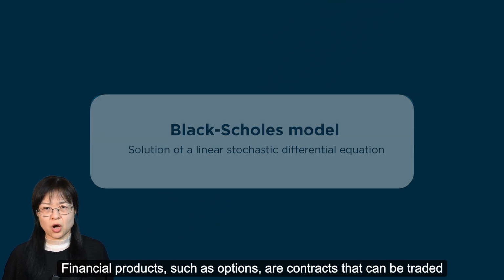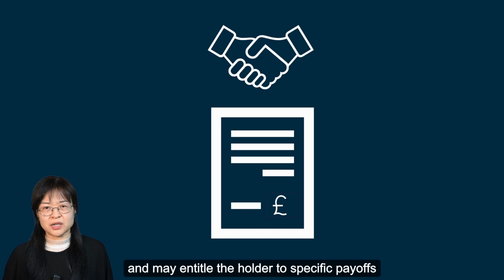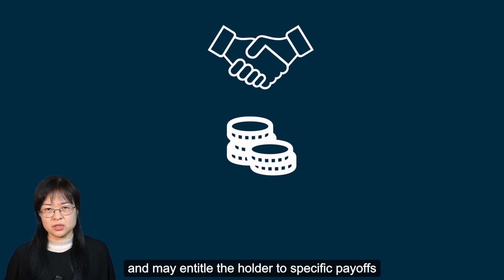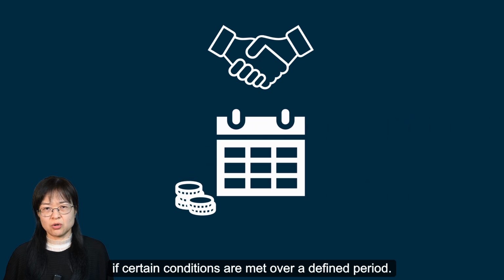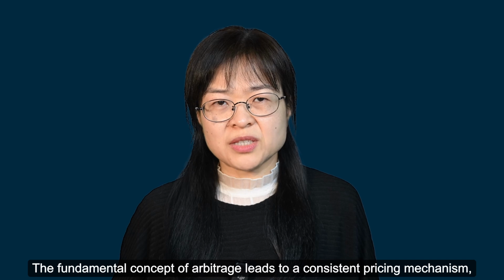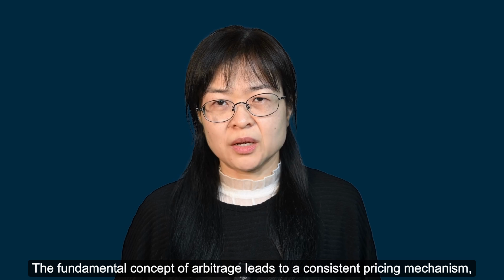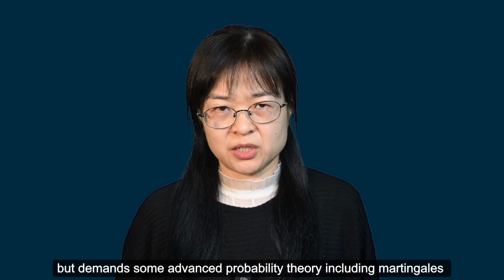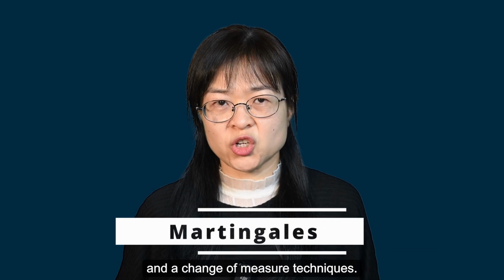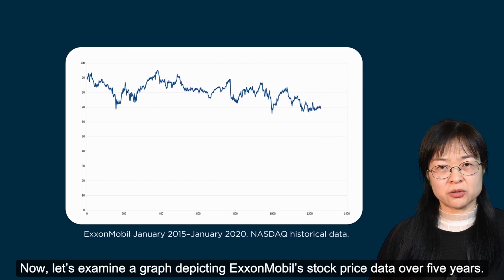Financial products such as options are contracts that can be traded and may entitle the holder to specific payoffs if certain conditions are met over a defined period. Pricing these options is a critical task in financial mathematics. The fundamental concept of arbitrage leads to a consistent pricing mechanism, but demands some advanced probability theory, including martingales and change of measure techniques. Now let's examine a graph depicting ExxonMobil's stock price data over 5 years.